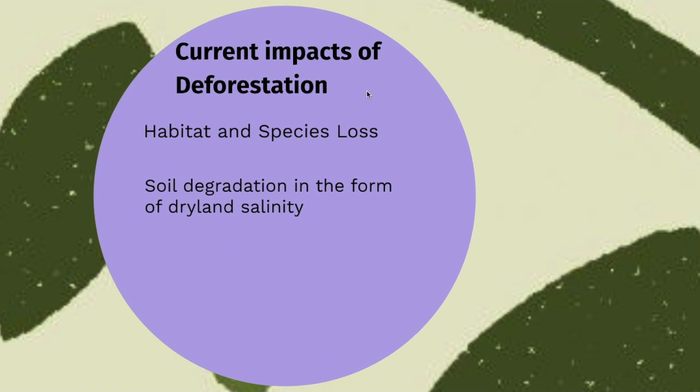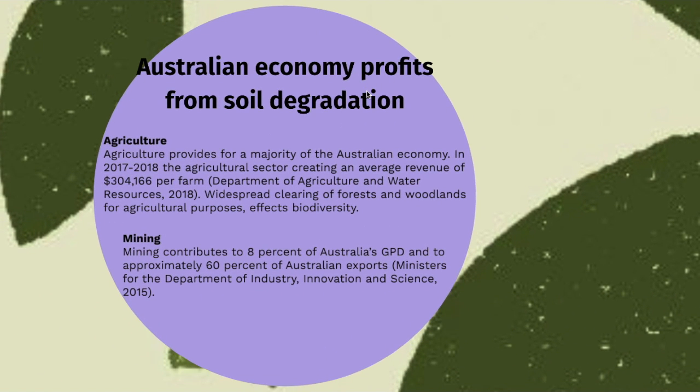Current impacts of deforestation were discussed earlier. This includes habitat and species loss, as well as dryland salinity. Agriculture and mining are main causes of deforestation, which contribute to high revenue in the Australian economy.